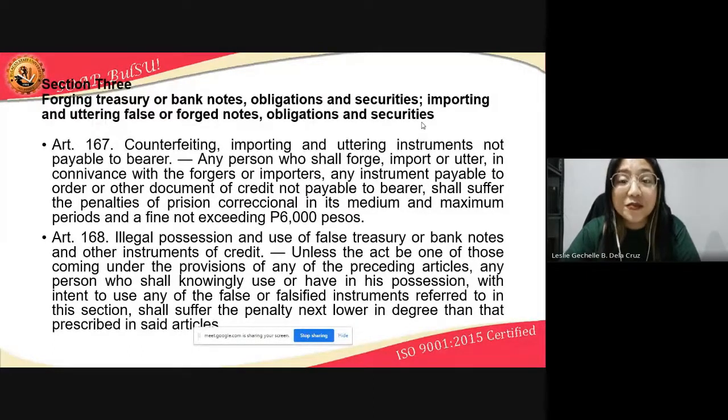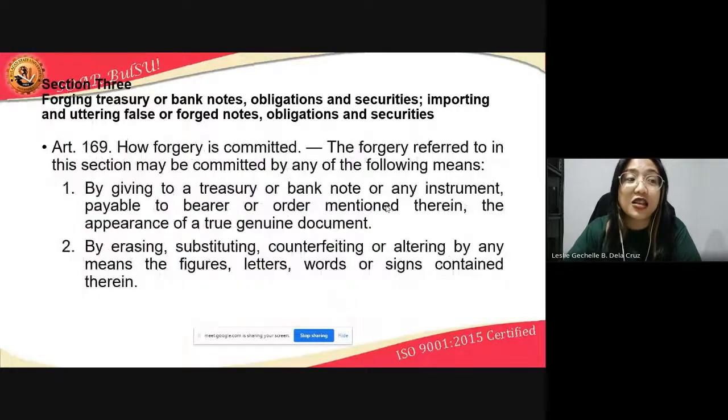Article 168, illegal possession and use of false treasury or banknotes and other instruments of credit, unless the act be one of those coming under the provisions of any of the preceding articles. Any person who shall knowingly use or have in his possession with intent to use any of the false or falsified instruments referred to in this section shall suffer the penalty next lower in degree than that prescribed in said articles.